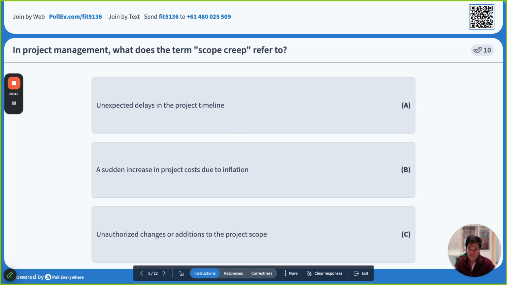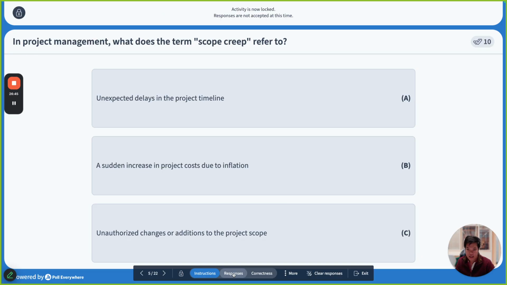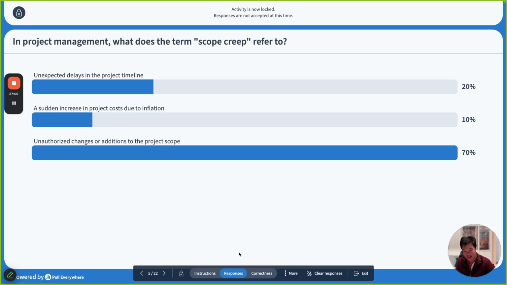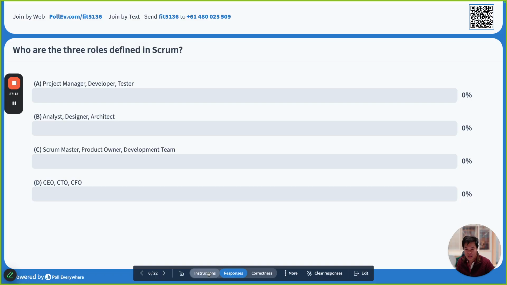I think it should be B, a sudden increase in project cost. No, not really. It's not about the inflation. It should be unauthorized changes or addition to the project scope. So I think C is the right one. Well done, everyone. It's not about the inflation, it's not about the timeline, but scope creep is mainly about the scope. There are some changes that are not approved, but later on they are added to the project.